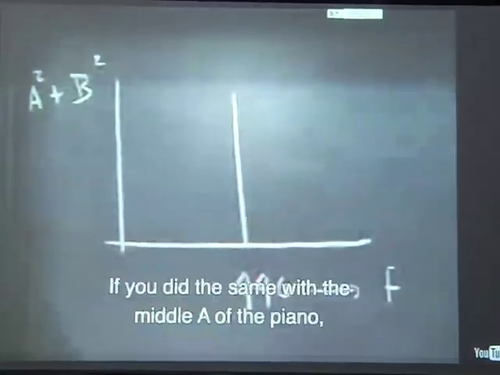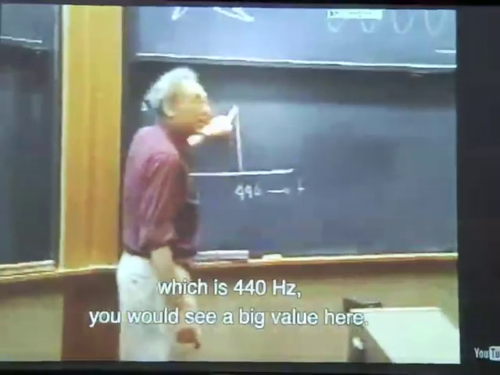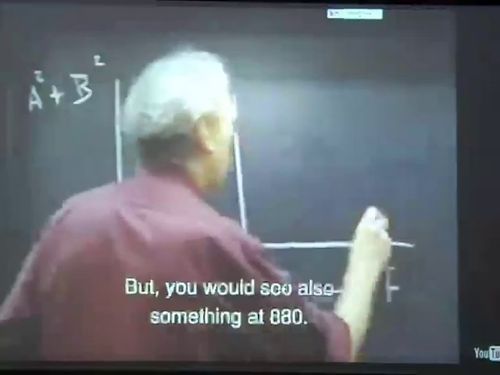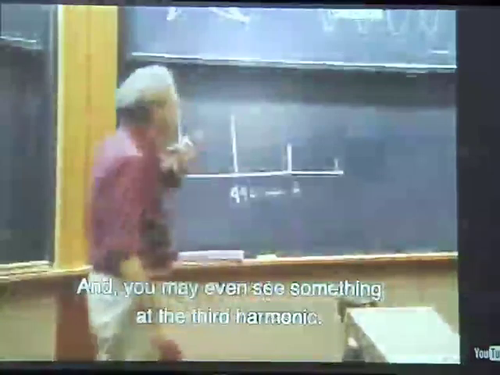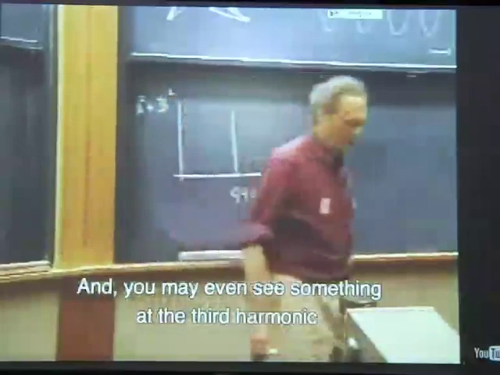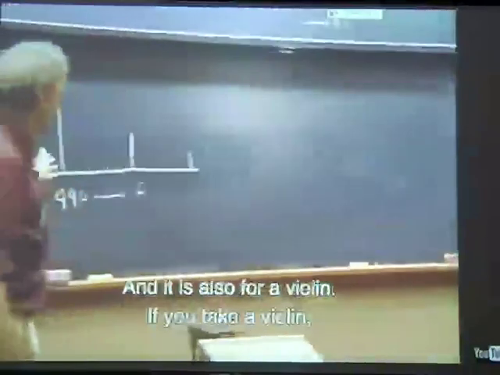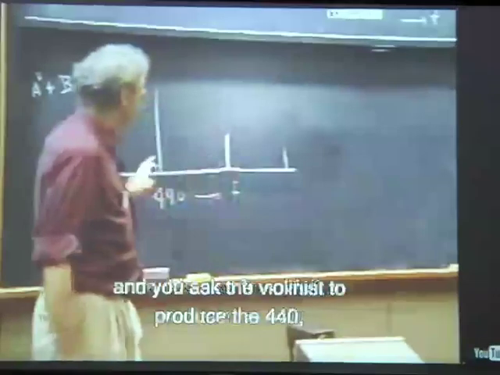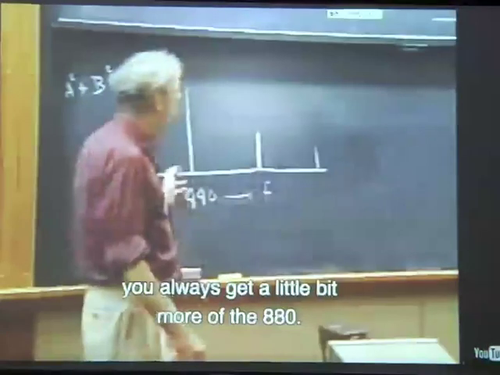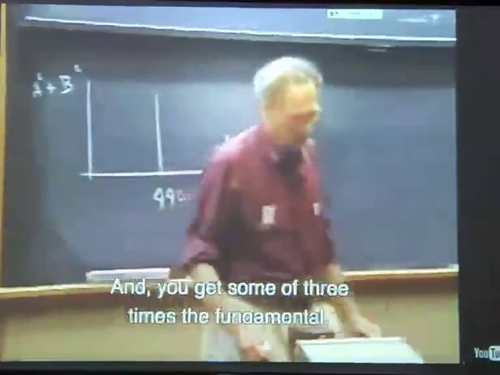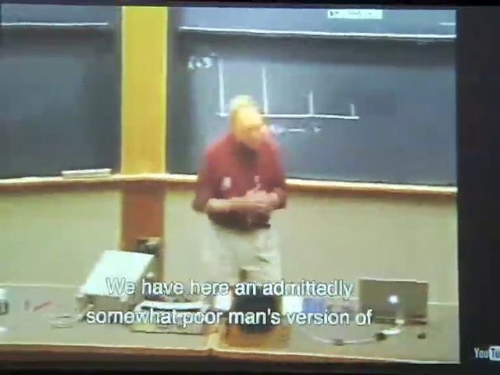If you did the same with the middle A of the piano, which is 440 hertz, you would see a big value here, but you would see also something at 880, and you may even see something at the third harmonic, and the same is true for a piano. And it is also for a violin. If you take a violin and you ask the violinist to produce the 440, you always get a little bit more of the 880, and you get some of 3 times the fundamental. And this is something that we can demonstrate.